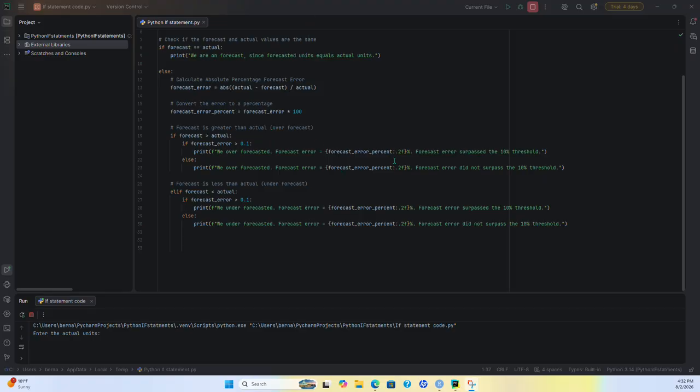Based on that value, we will receive the message "forecast error surpassed the 10% threshold," or "forecast error did not surpass the 10% threshold." We then continue on to see if our forecast ends up being less than our actual, or under forecasted, and we would receive the same statements that it surpassed the 10% threshold or it did not.